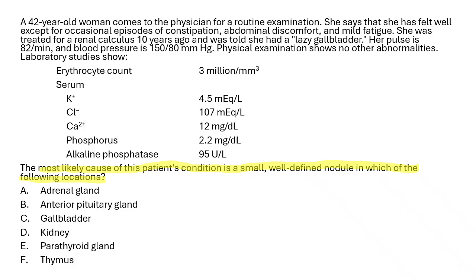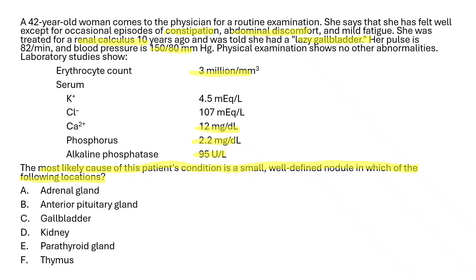So we've got a 42-year-old person coming in. They've got some constipation, abdominal discomfort, fatigue. That's so vague, I'm not going to highlight it. Then they've got a history of kidney stones, a lazy gallbladder. I'm not quite sure what that means. And then we've got a little bit of elevated blood pressure, erythrocyte count. I don't remember the normals for that, so I would probably have to check the values on the sheet and the lab values that they give you on the test, and that is a little bit low. And then calcium is definitely high, phosphorus is low, alk phos looks high.